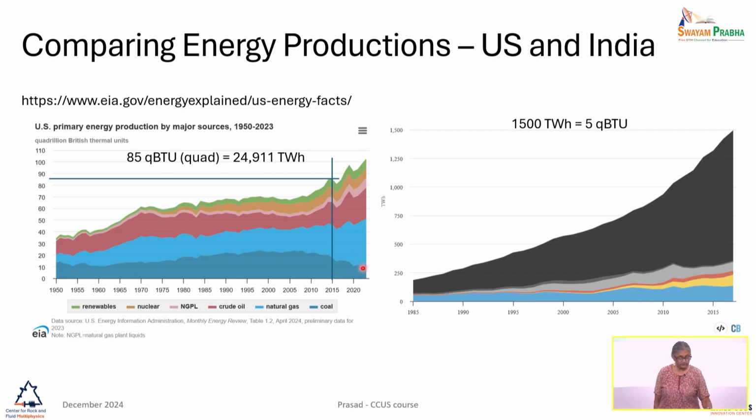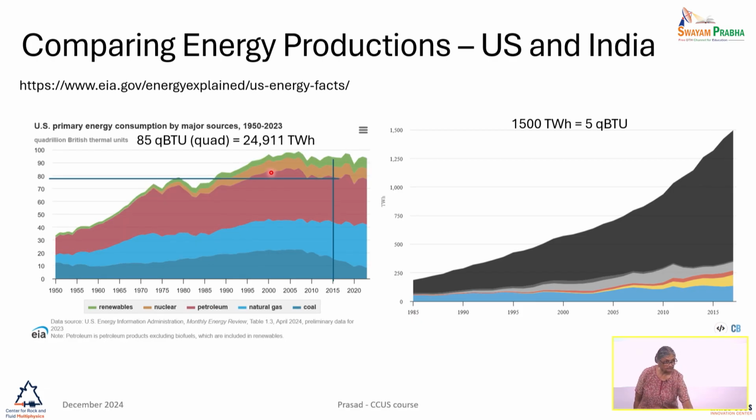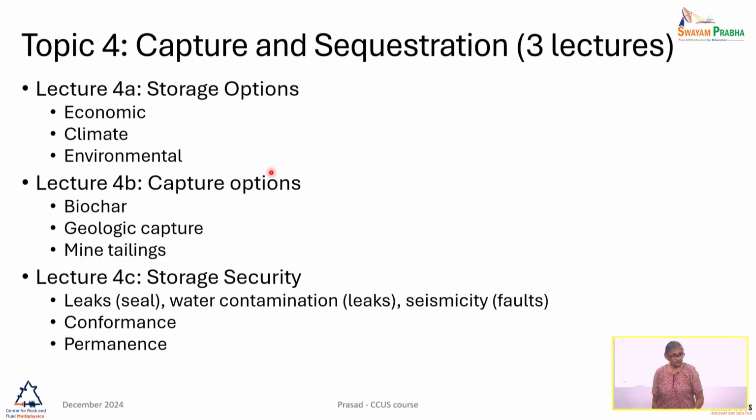So we can take this amount of coal and convert that. The units are funky. This is in quadrillion BTU, whereas for India it's in terawatt hours. We can convert it. Here's the conversion factor. So if we compare these guys, the numbers are very, very different. Right? So we are talking about scales of differences. But let's not spend too much time on that, because we want to get into capture and sequestration.